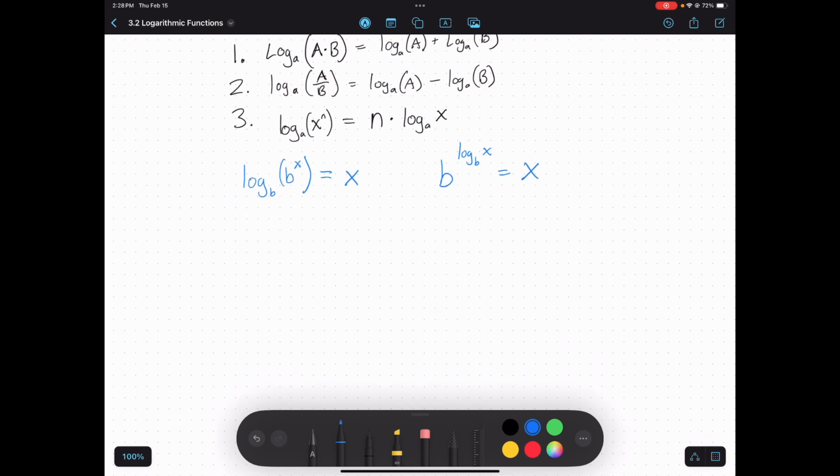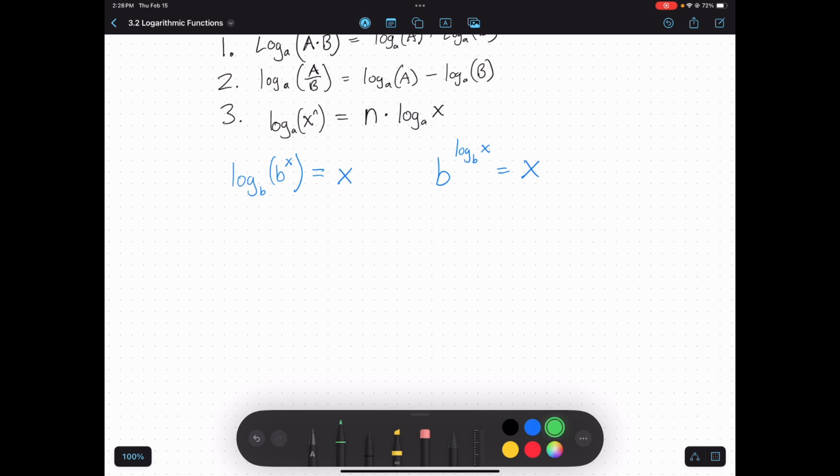And last but not least is a very important property that we'll talk about moving forward. If you have log base b, you can actually change what the base of your logarithm is fairly simply by doing log base a of x over log base a of b. So I can change my base to where I was working with log base b, but now I'm working with log base a.